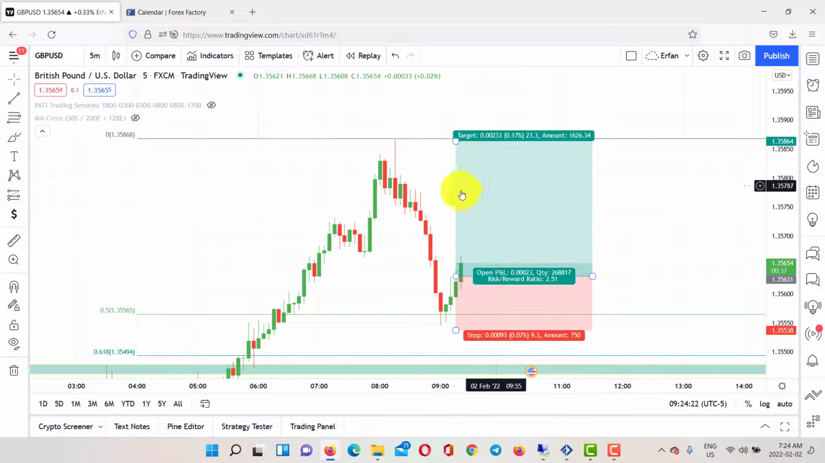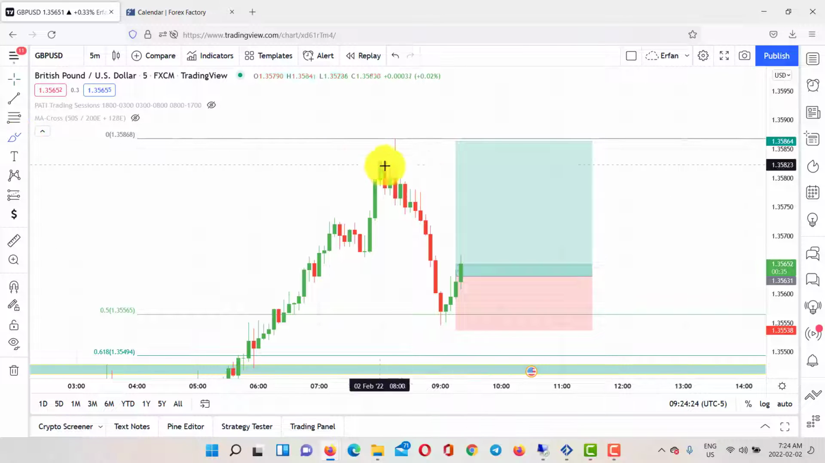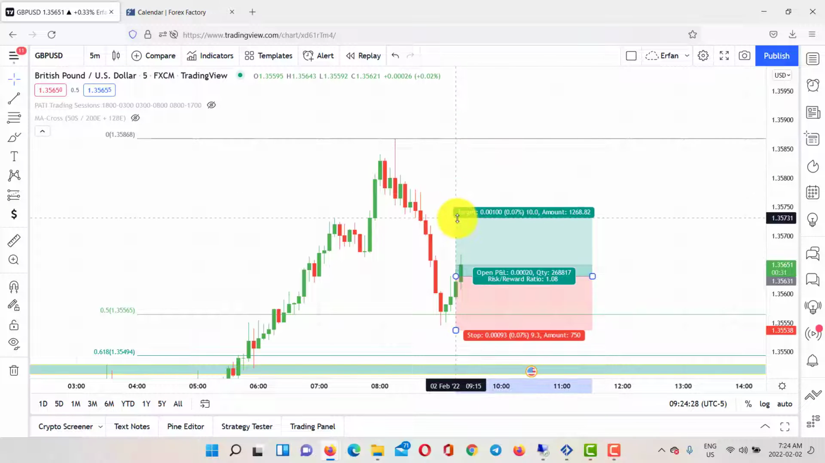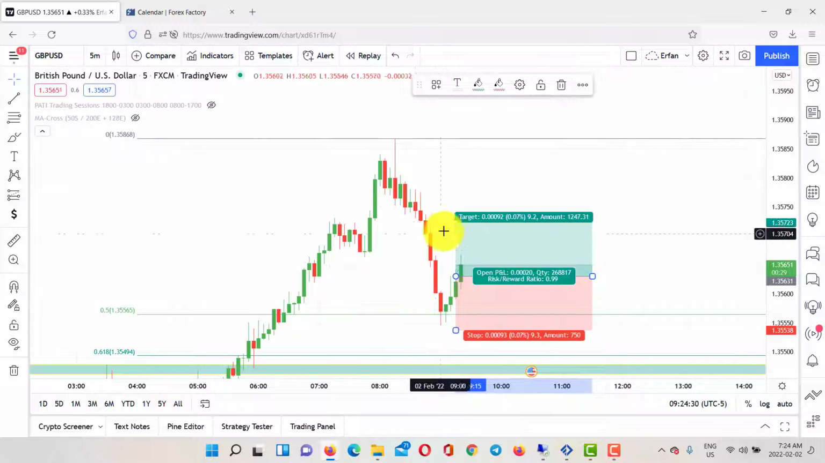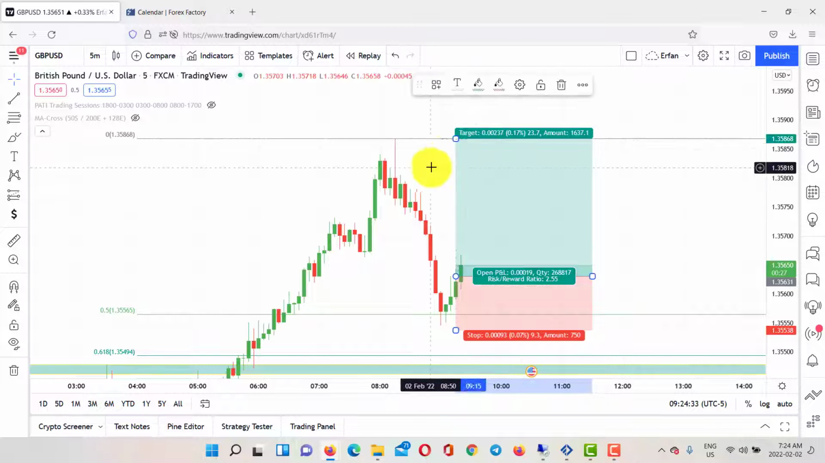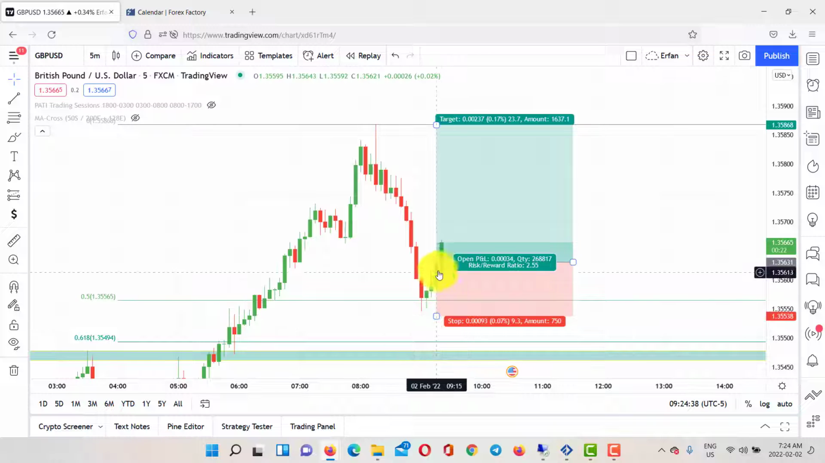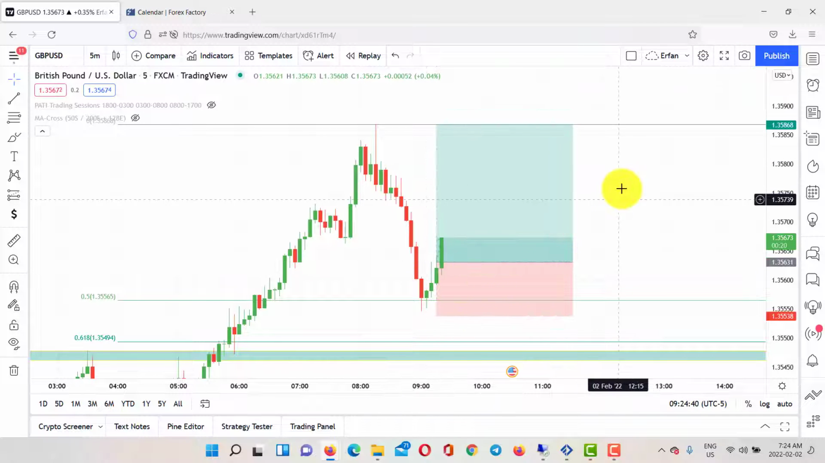So even this one is one position. I didn't take 2. It'd be great if you take 1 to here, 1 to 1, and then the other one a runner all the way to here. But I'm just gonna take 1 trade. It doesn't matter if it goes up to here. I'm gonna move my stop loss to break even, and then we'll see what happens.